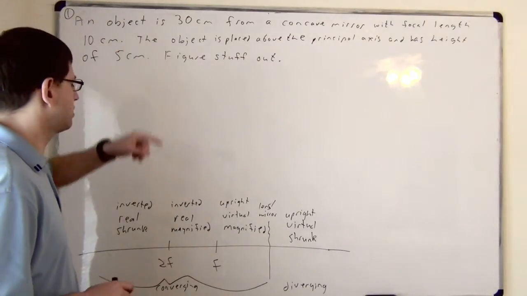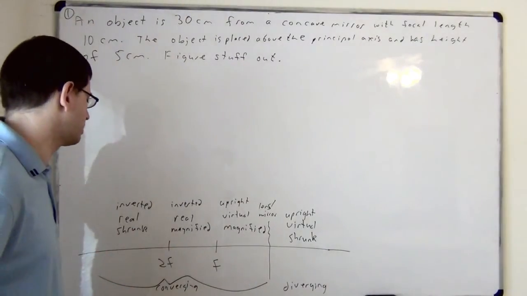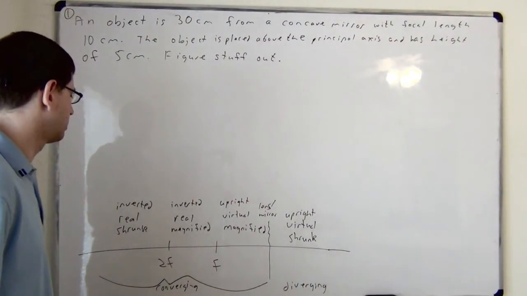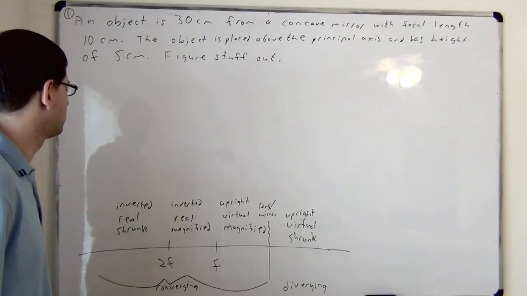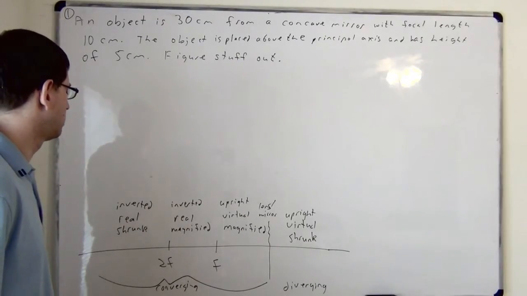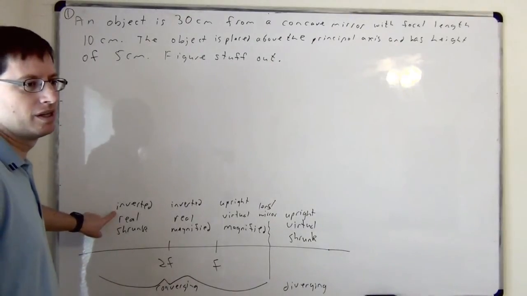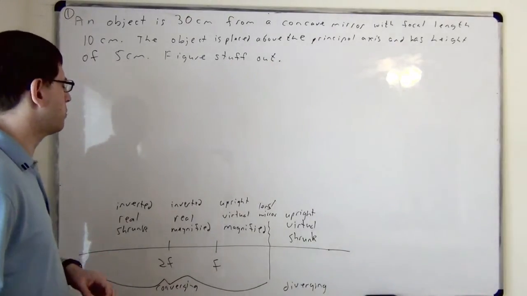So how would we apply that to this problem? There's basically 4 cases. Which of the 4 cases would be in here? F is 10. Logically, it'd be inverted, real, shrunk. Did that match our outcome? Yes. Okay. From now on, maybe we'll start with this.